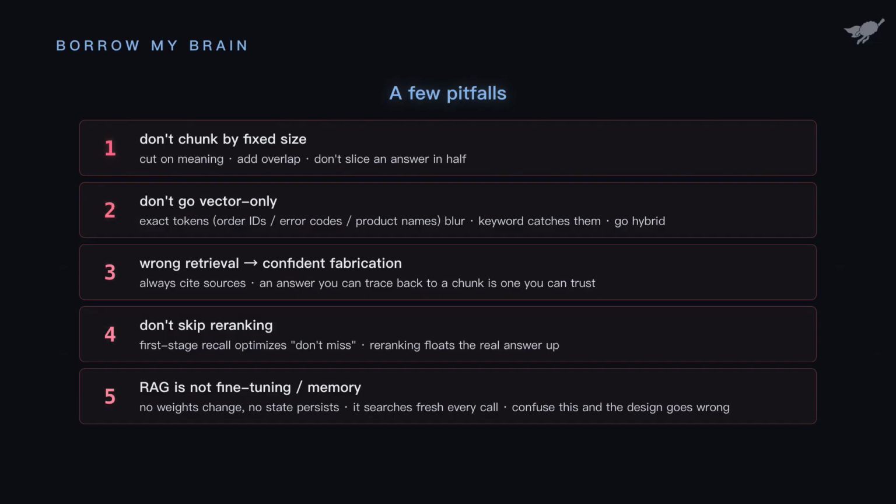So you absolutely need it to carry sources, to be traceable, with the answer showing which chunk it cited right next to it. Only then can you trust it. 4. Don't skimp on re-ranking. The first layer recall is going for don't miss anything, so its precision isn't enough. You lean on re-ranking to push the real answer up. 5. Don't treat RAG as fine-tuning or as memory. It doesn't change the model, doesn't hold state. Every single time, it searches fresh and stuffs it in. Mix that up, and you'll design the whole architecture crooked.